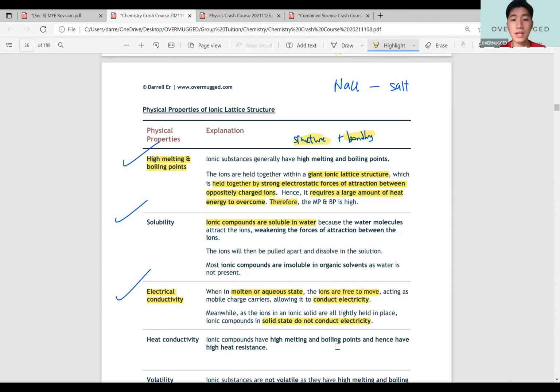Okay, because in molten and aqueous, the ions are no longer held in their fixed position. So they can move. If they can move, they can conduct electricity. But in solid state, they are stuck in their fixed position. So they are not able to conduct electricity. Okay, so 3 conclusions are, and then I'm moving on. High melting boiling point, understand how to explain it with keywords, know that it's soluble, and know that it can only conduct electricity in molten and aqueous state. That's all you need to know for ionic compounds.